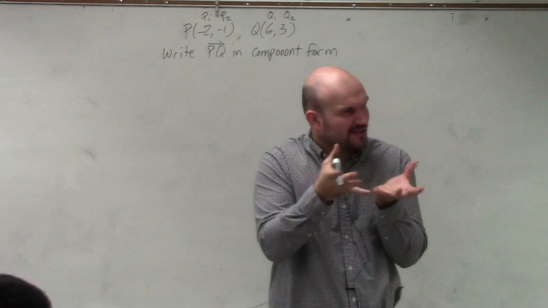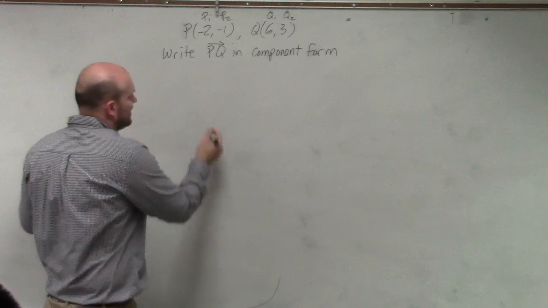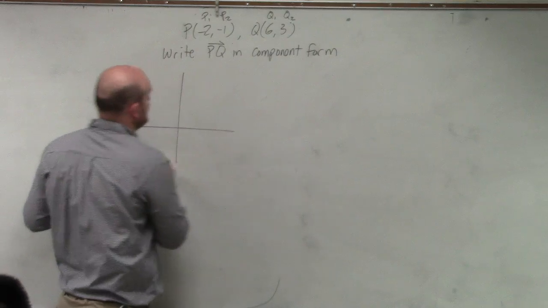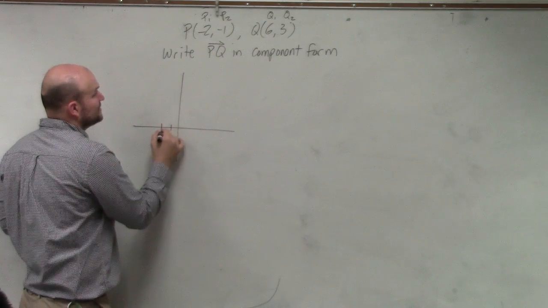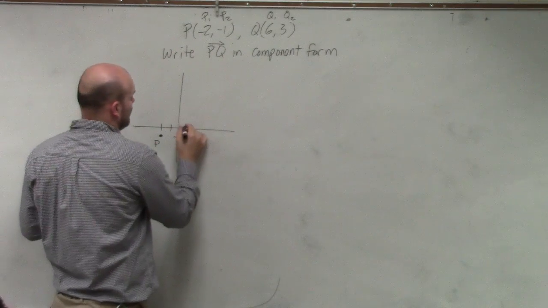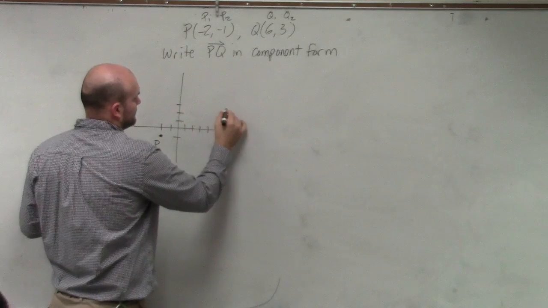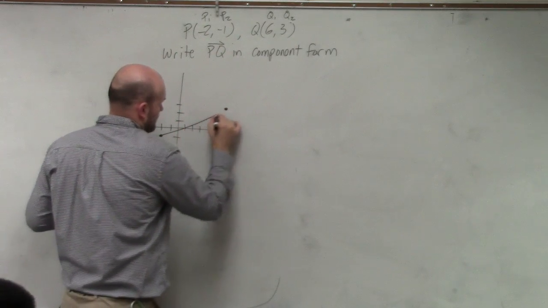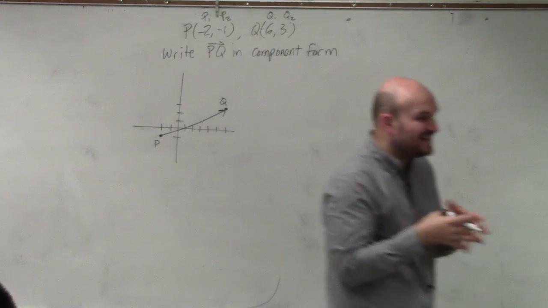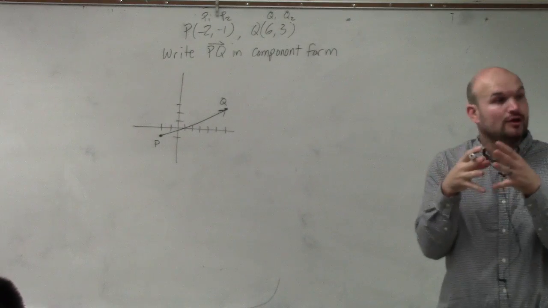You could think of them as their x and y values, but I'm just looking at them as components. The first thing to make sense of this is to graph my P and my Q. P is at -2, -1, and Q is at 6, 3. So that's what PQ looks like. My purpose is that I want to be able to write this at the origin.